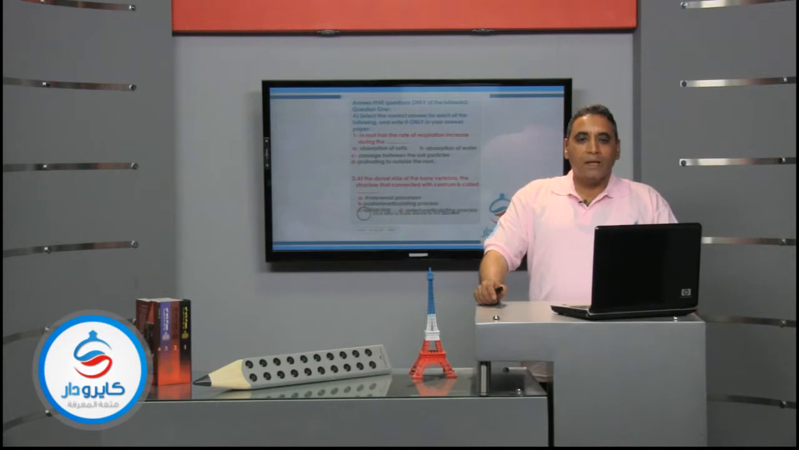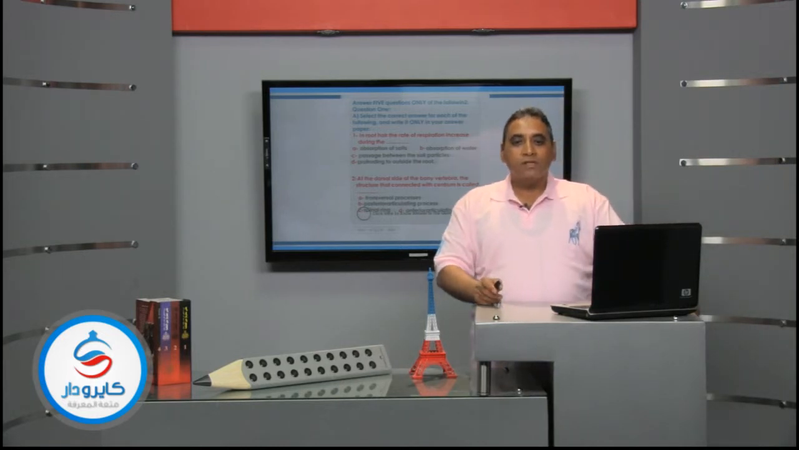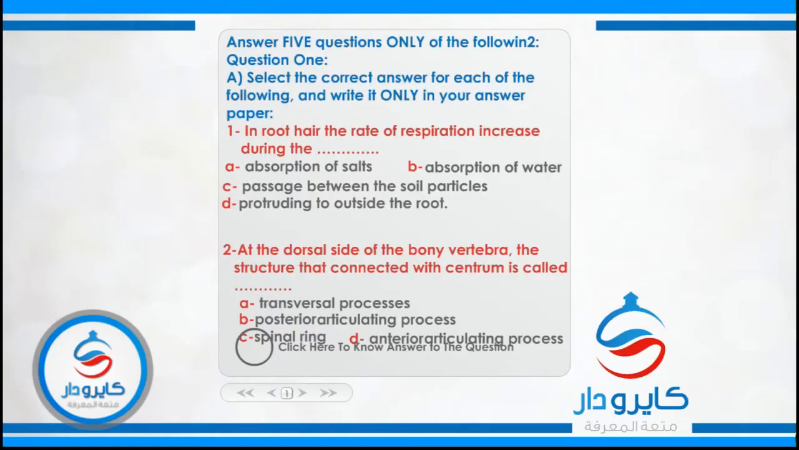Number 1: in the root, the rate of respiration increased during the... A: absorption of salts. B: the absorption of water. C: the passage between the soil particles. D: protruding to the outside of the root.